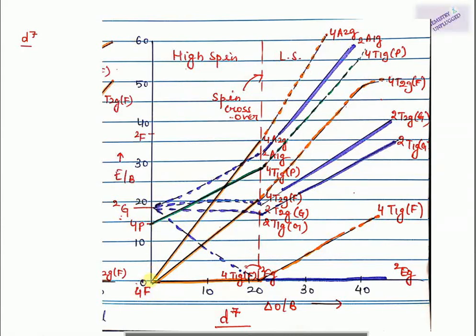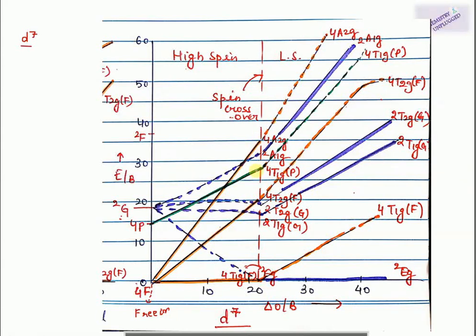So 4F will split. This is the region at this point, for the free ion, where these terms are not split. But as we increase field strength, these terms will start to split. And this F term will split into 3: T1G, T2G and A2G. Because here we have weak field, the ligand field strength is weak, that is why it will form a high spin complex. So for this area we have these types of splitting of T1G, T2G and A2G.